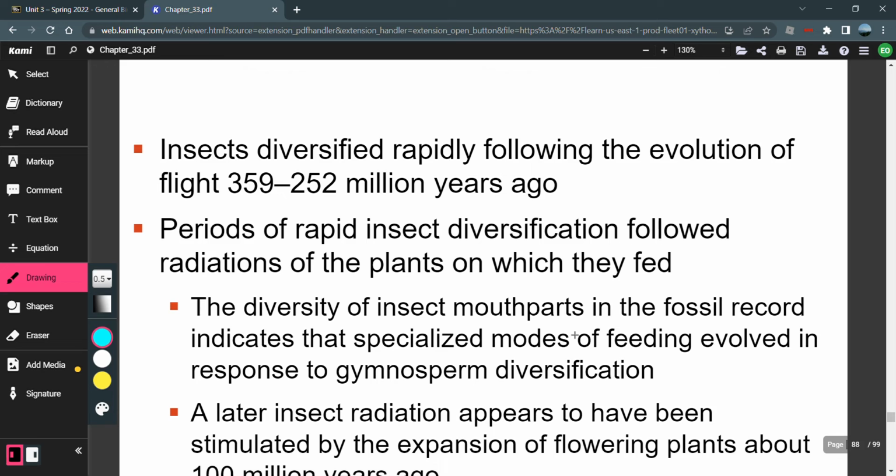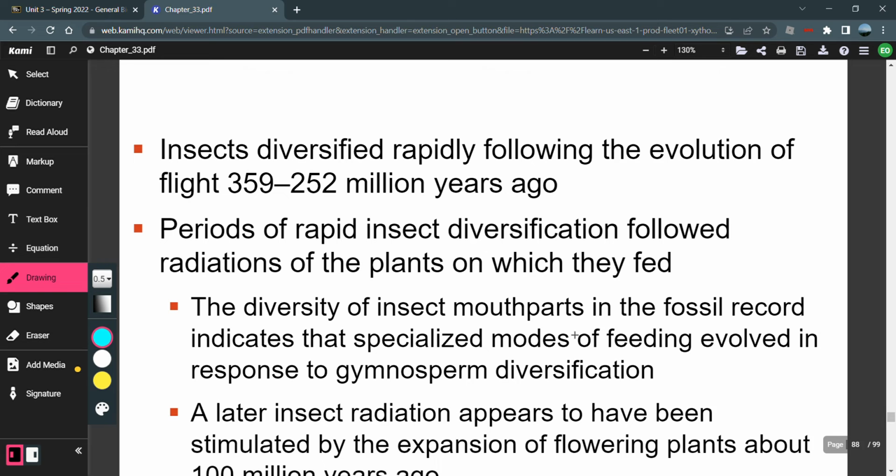So insects diversified pretty fast, about 300 million years ago to 200 million years ago. So periods of rapid insect diversification followed radiations of plants on which they fed. So plants and insects evolved together. So as plants diversified, insects also diversified.